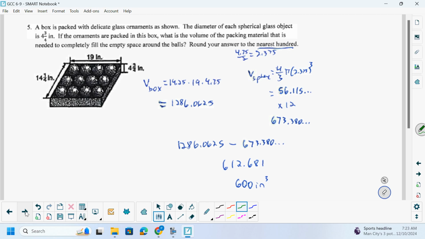And then we're going to round to the nearest hundred. So notice it's not hundredths, it's the nearest hundred. So your answer should be something like 400, 500, 600, 700, 800, and so on. So we got 612 and change. The 100 that is closest to would be 600 inches cubed.